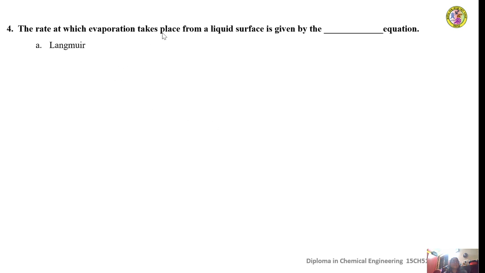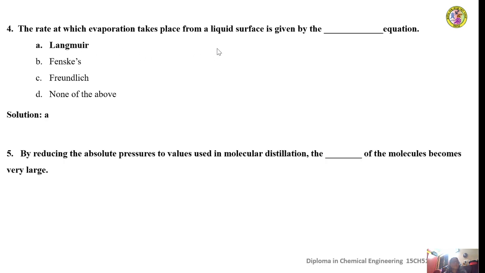The rate at which evaporation takes place from a liquid surface is given by, is it Langmuir equation? Is it Penske's equation? Is it Freundlich equation? Is it none of the above? So in molecular distillation, we learned that the rate of evaporation that can take place from a liquid surface is always given by Langmuir equation. So by reducing the absolute pressure to values used in molecular distillation, the mean free path of the molecules becomes very large. So what is the main reason for reducing the pressure to a very low value in the molecular distillation technique?